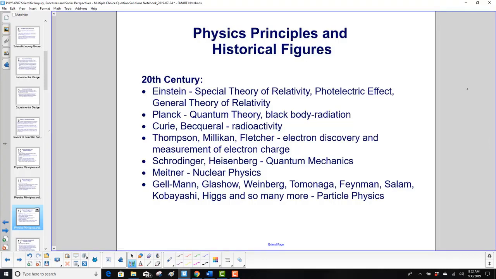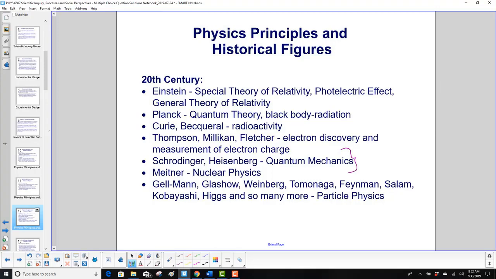Max Planck, who kicked off quantum physics by studying black-body radiation. Marie Curie, Henri Becquerel, worked with radioactivity. Then Thomson, Millikan, and Fletcher, the electron discovery and the measurement of electron charge. Schrödinger and Heisenberg, two of the big names in quantum mechanics, but there are just so many people working on that in the 20th century.